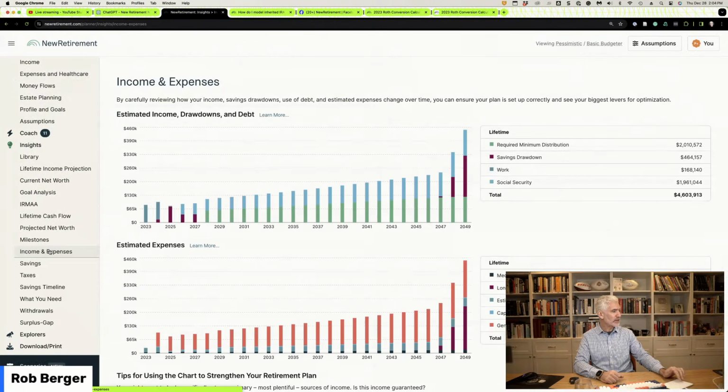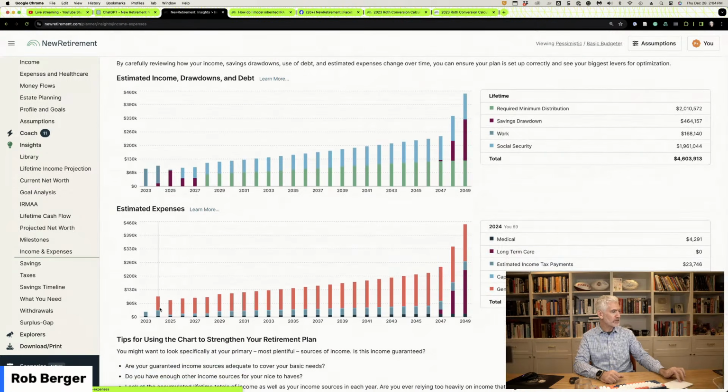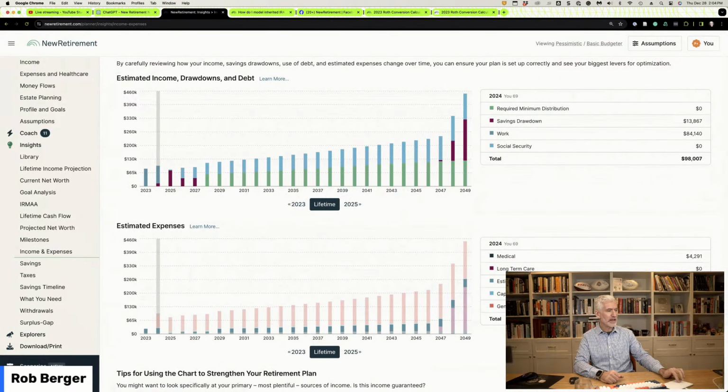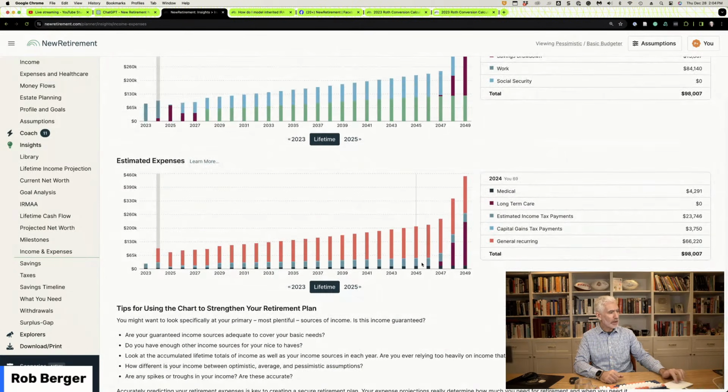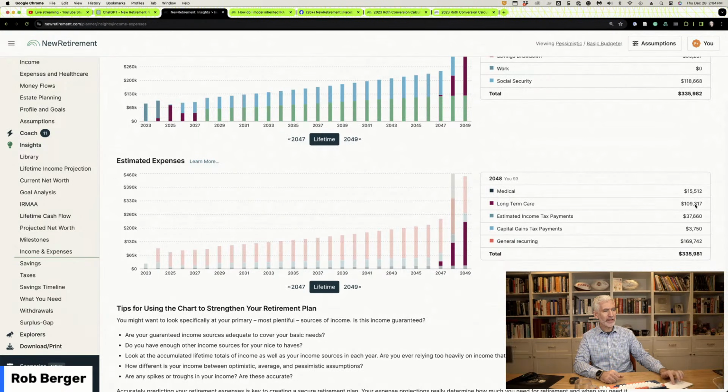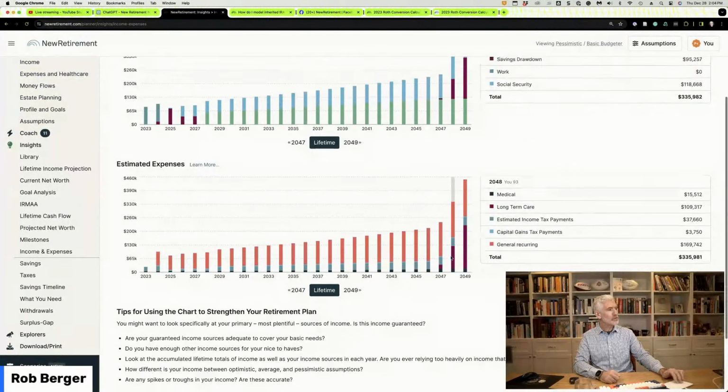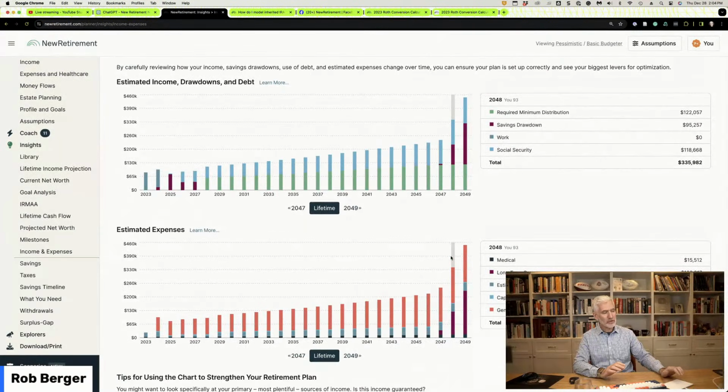If we go down to income and expenses, we can look at the expenses each year. I'll just click on 2024. We can see estimated income tax payments. Well, we didn't enter that expense, right? New Retirement did that for us. Same with capital gains. And if we come down to the last 3 years of life, you see that maroon color. I'll click 2048. You will see long-term care got added in. It's only 109 grand. All right, walking around money. So we have to understand insights is critical. It helps us understand what's going on under the hood of New Retirement.